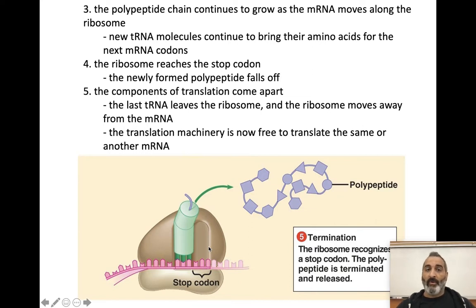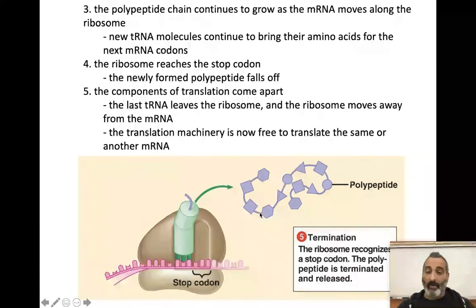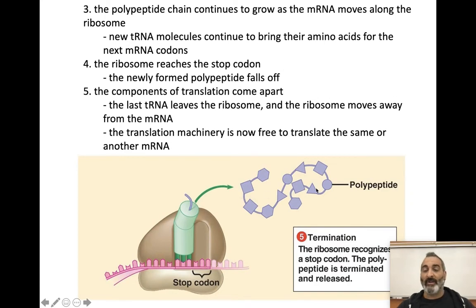So the whole idea is mRNA gets fed through a ribosome. The tRNA's anticodons match up to the codons. It keeps laying down amino acids. That's these things over here. It creates a chain of amino acids called a polypeptide, and eventually it hits a stop signal or the stop codon, and then the polypeptide gets released, and now you have your protein.